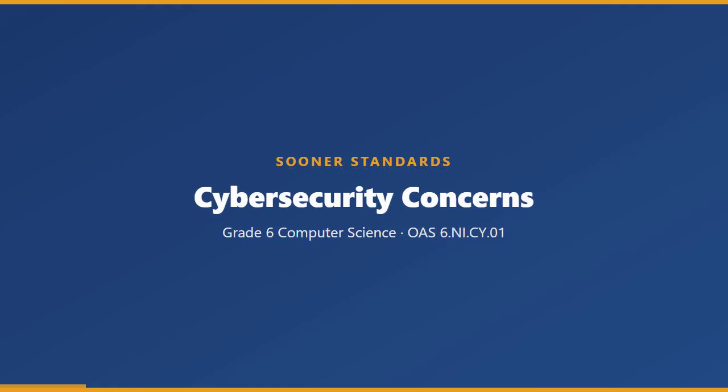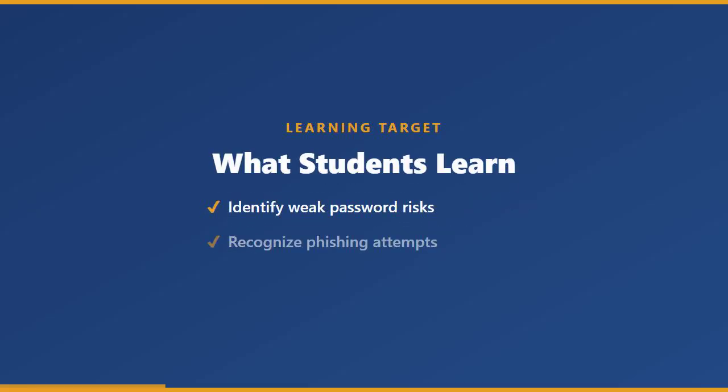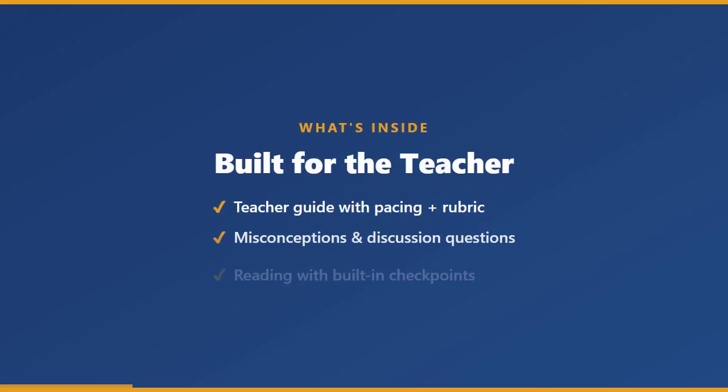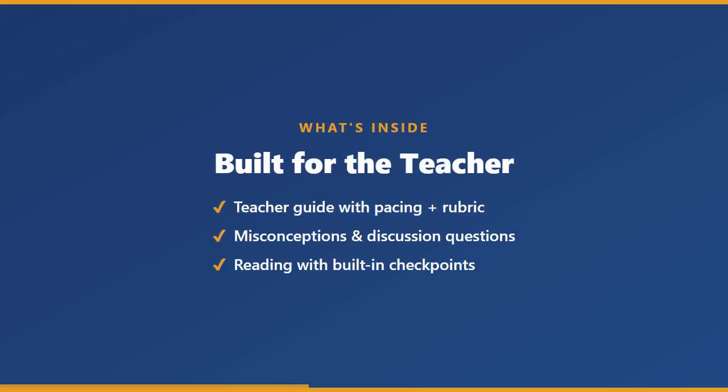From Sooner Standards, Identifying Cybersecurity Concerns, a complete Grade 6 computer science unit for Oklahoma Standard 6NICY01. Students learn to identify existing cybersecurity concerns with the Internet and systems it uses. Inside, a full teacher guide with pacing, misconceptions, and a scoring rubric, plus a content lesson with built-in comprehension checkpoints.